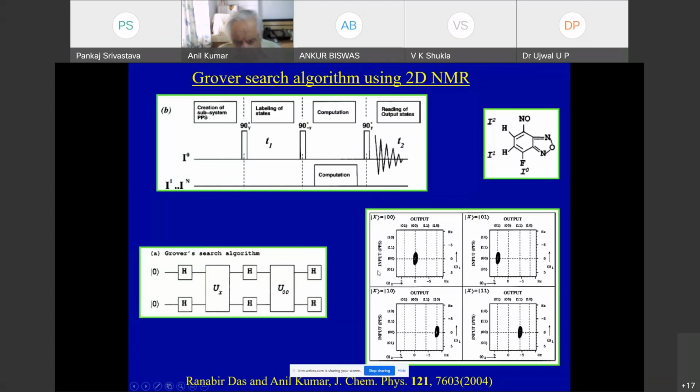The input state is given here, and the search state is here. In this case, we start with the same input state, which is 00, and the search state in this case is 00. In this case, it's 01. In this case, it's 10, and in this case it's 11. So this is a very beautiful demonstration of Grover search algorithm in a pictorial way. You start with 00, and your search state changes, which is either 00, 01, 10, or 11, and the 2D NMR gives you the pictorial answer for your search.